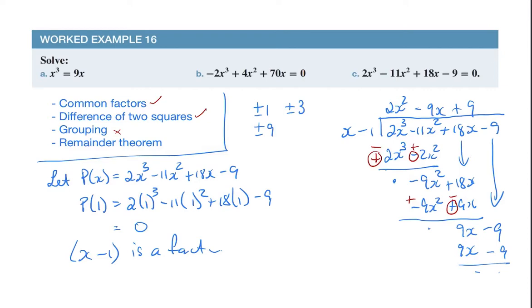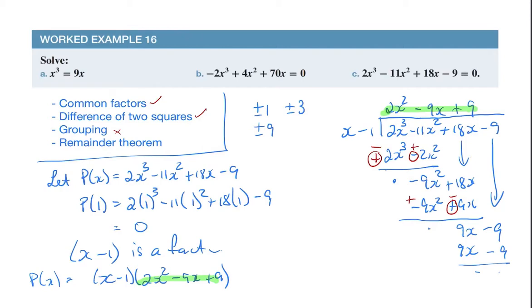Therefore, P(x) equals x minus 1, just writing it a little bit neater, multiplied by 2x squared minus 9x plus 9. Which means we are saying this and this are the same. Then I have to simplify. I have to factorize 2x squared minus 9x plus 9.